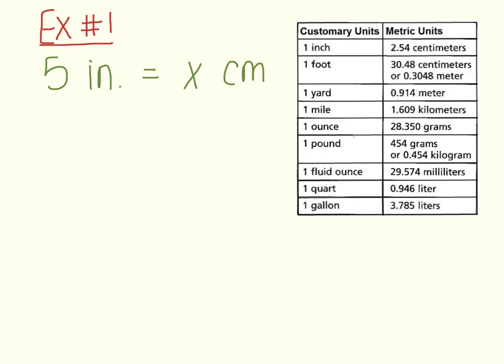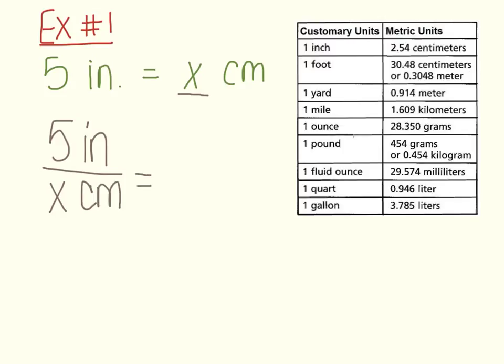Example number 1. So this is very similar to what we've been doing, but now we're just going between customary and metric. Now, customary and metric conversions are not exact. So these are approximate answers. They're about. They're not exact answers. So for number 1, we have 5 inches to X amount of centimeters. So we write that as our first part of the proportion.